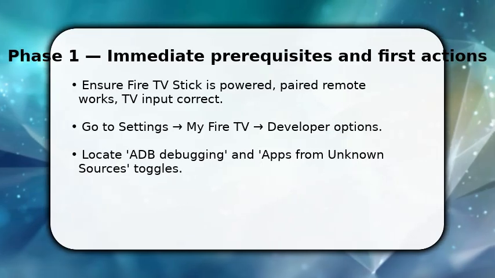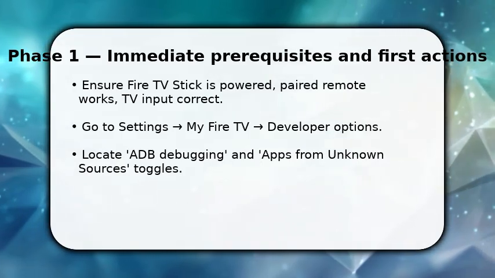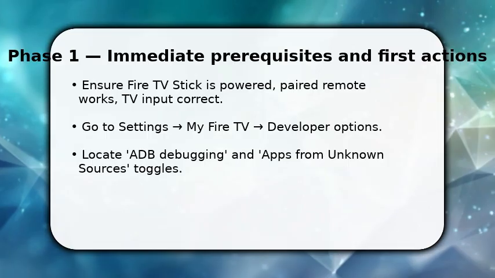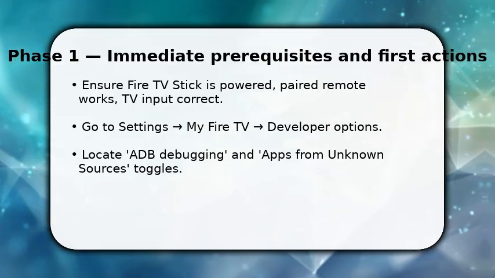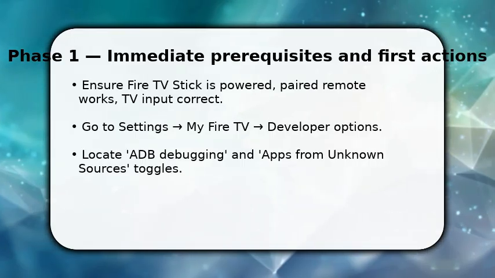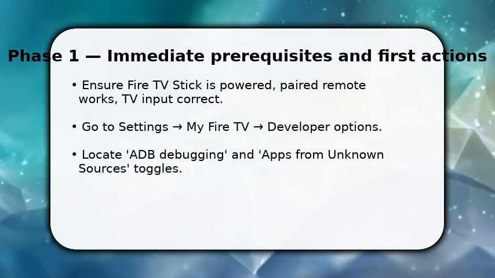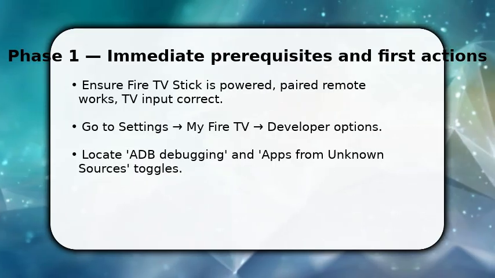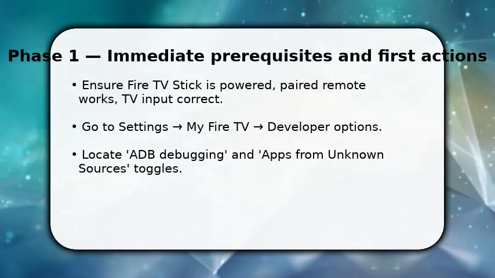Enjoy the video. You have the Fire TV stick powered and the remote in hand. Start now. From the home screen, navigate to Settings, then to My Fire TV and open Developer Options. Once there, find the ADB Debugging toggle. This is the main developer connection, and note the Apps from Unknown Sources toggle too.